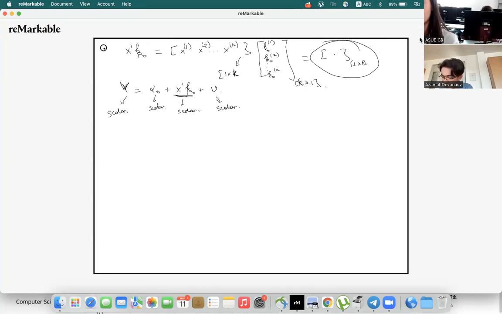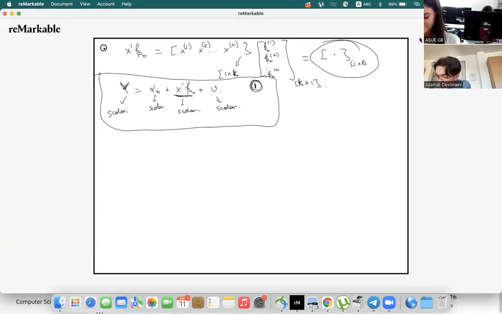And is there so far any questions? No. If anything is not clear, please tell me, feel free. So what we are going to do right now, let's call this one equation 1. And what we are going to do is impose some assumptions.